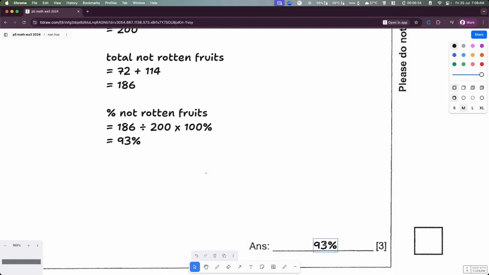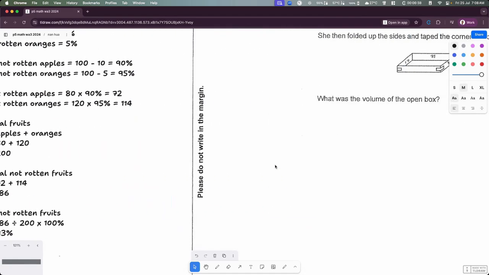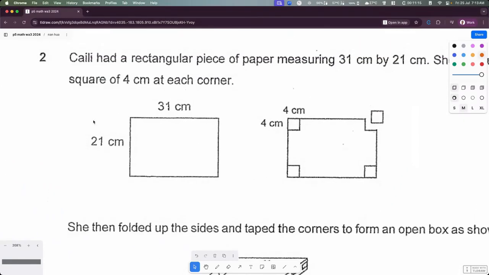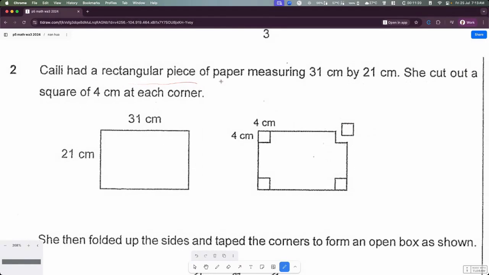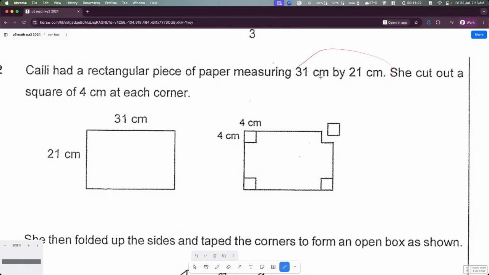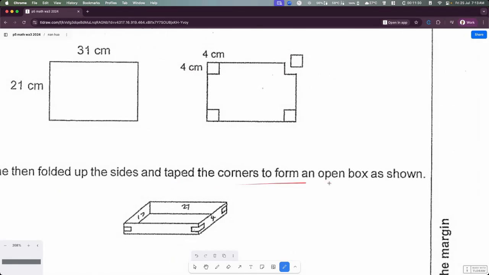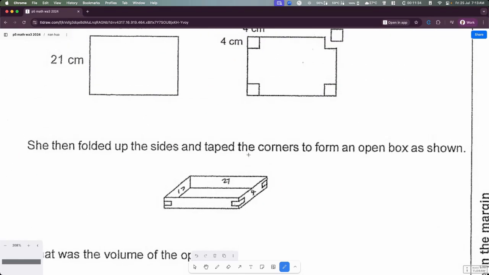All right, very good. Let's move on to the next question. Question number 2. So, Kylie had a rectangular piece of paper measuring 31 centimeters by 21 centimeters. She cut out a square of 4 centimeters at each corner, as what you see over here. She then folded up the sides and taped the corners to form an open box, as what you see over here. What was the volume of the open box?